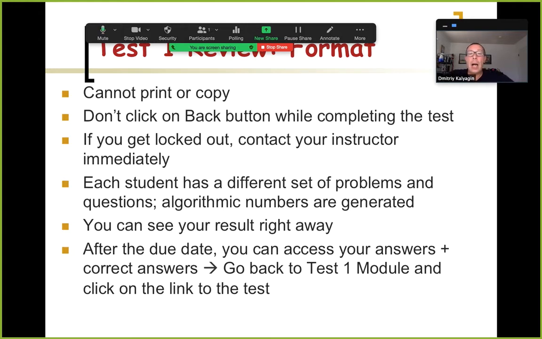Once you finish the test, you can see your results right away. Remember that Connect and Canvas are synced, so your score will be transferred from Connect to Canvas. It might take up to like 40 minutes. But you cannot see the correct answers to prevent cheating. On Monday at 11:56 p.m., however, after everybody is done, you can go back to the Test 1 module and click on the link to the test. It will take you back to Connect, and you can review your results. You can see your answers as well as correct answers in case you missed anything.